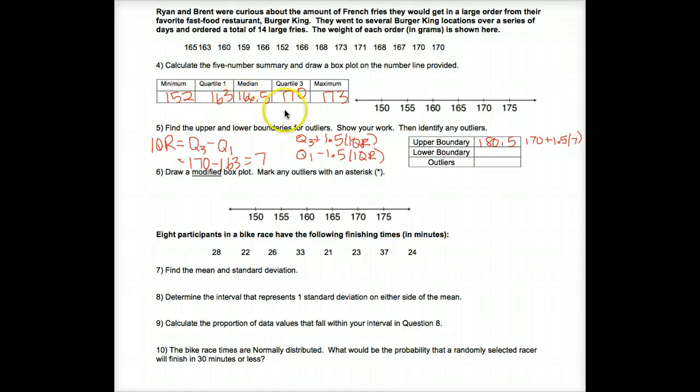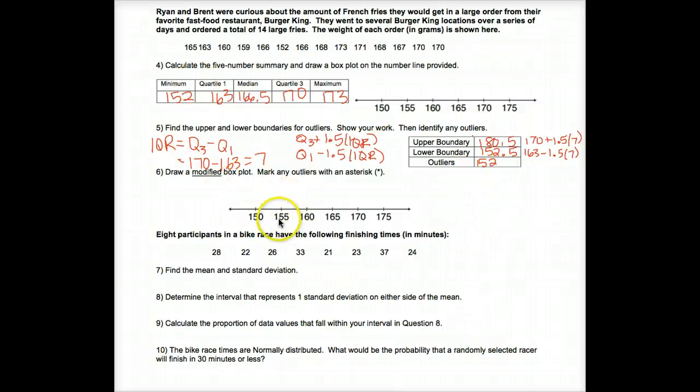The lower boundary starts with Q1, 163 minus 1.5 times the IQR. And that's going to give me 152.5. So now, for outliers, I just have to look at my list and see if any numbers are above 180.5 or below 152.5. So as I look at them, 152 is an outlier for sure. Got that one. Keep looking. Lower than 152, higher than 180.5. That's it. So there's only one outlier.